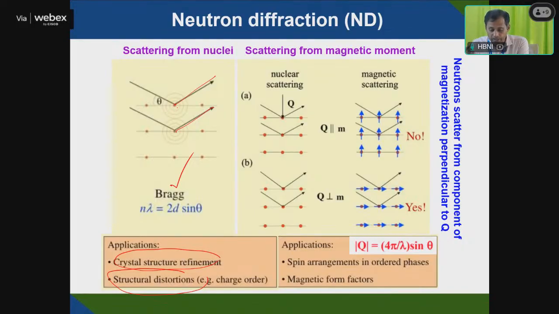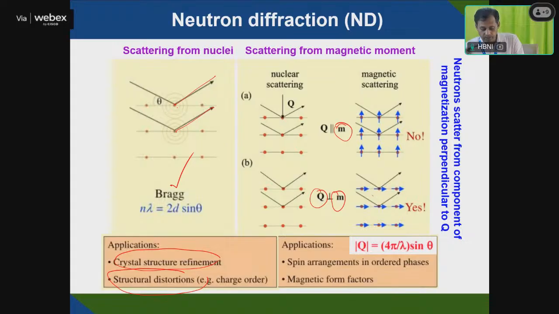In magnetic scattering, Q can be parallel to the applied magnetic field or perpendicular to it. In the perpendicular case, if there is an ordering, the neutron is scattered from the components of the magnetization perpendicular to Q. When the magnetization is perpendicular to the wave vector Q, you get the magnetic scattering. Q is nothing but 4 pi by lambda times sine theta.